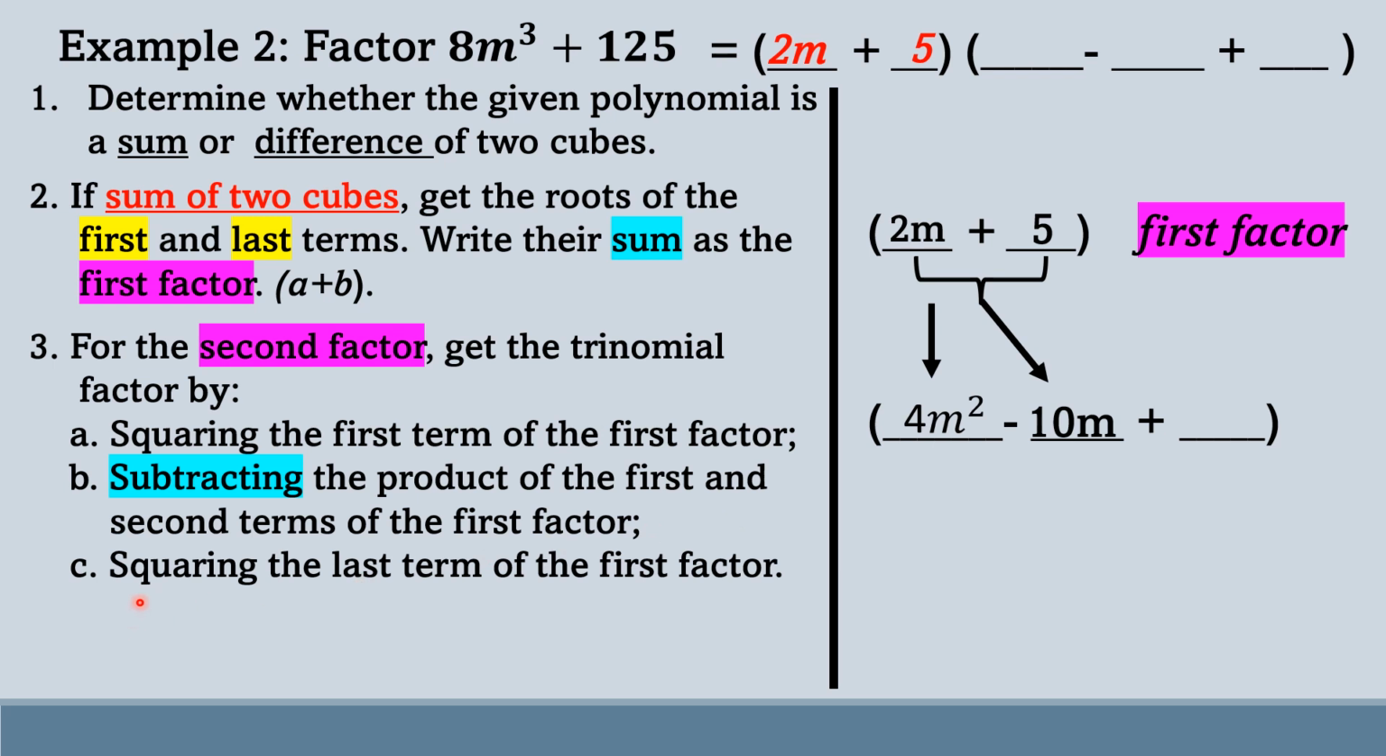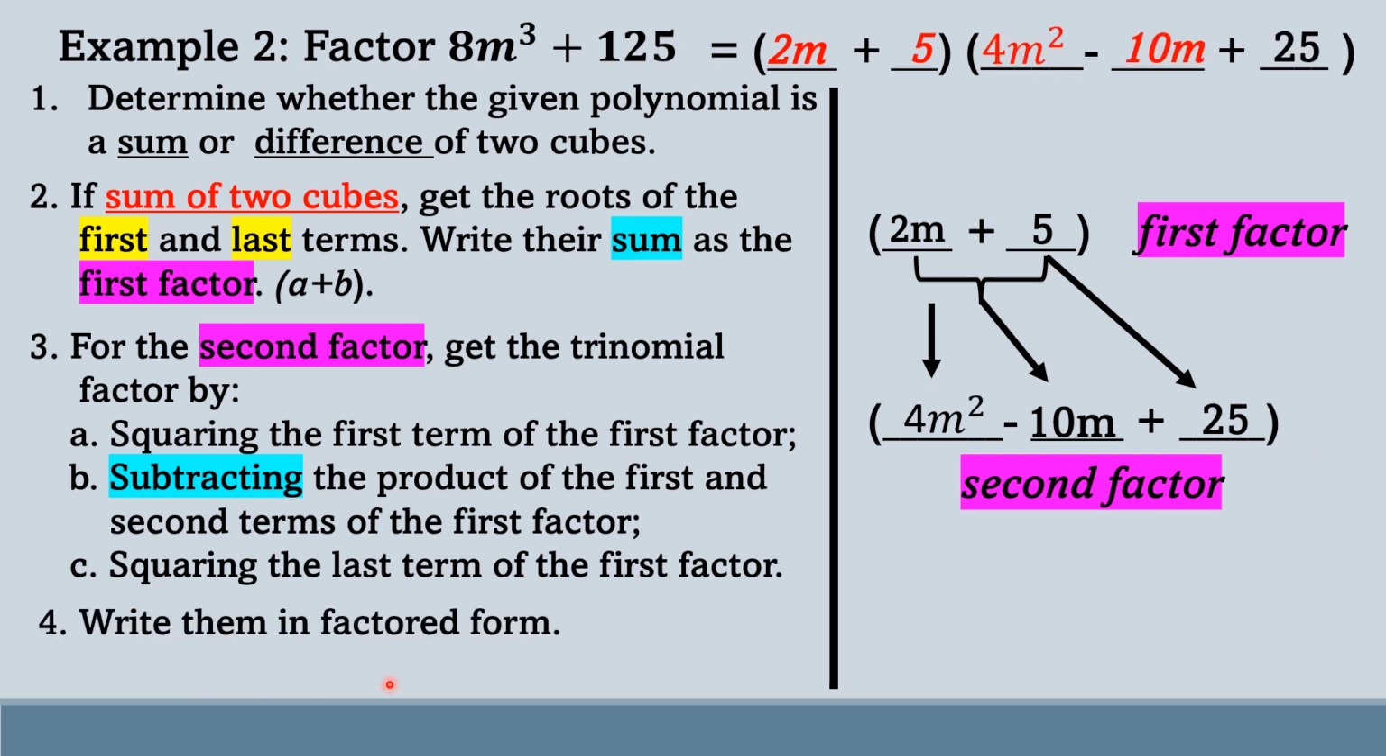Then the third step in getting the second factor is we are going to square the last term of the first factor. So we are going to square the last term, which is 5, and that is 25. So this will now be our second factor.